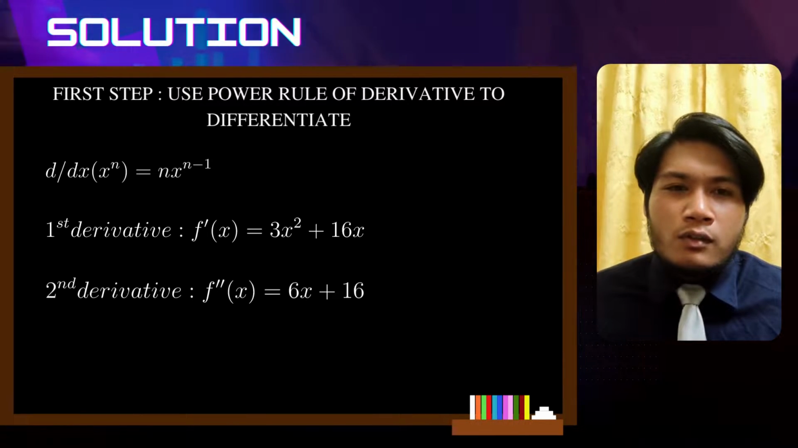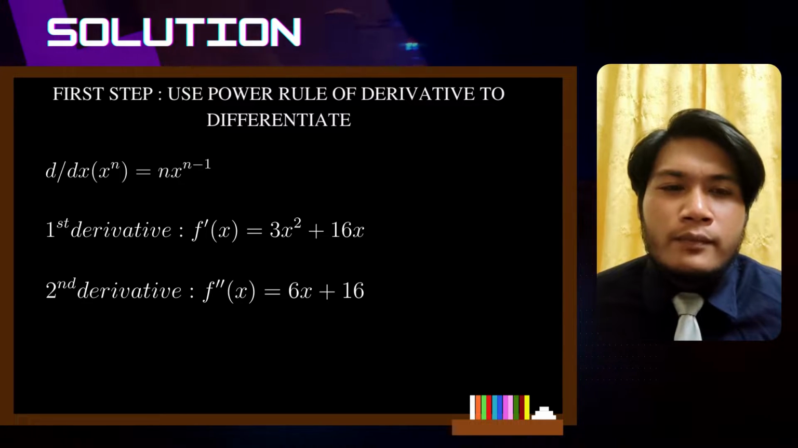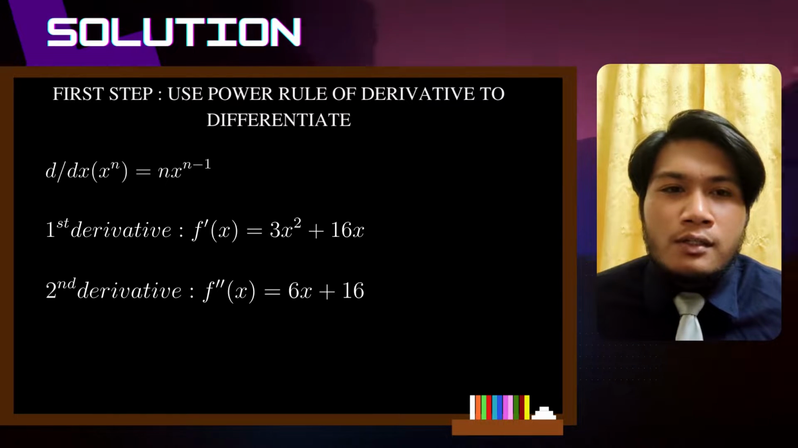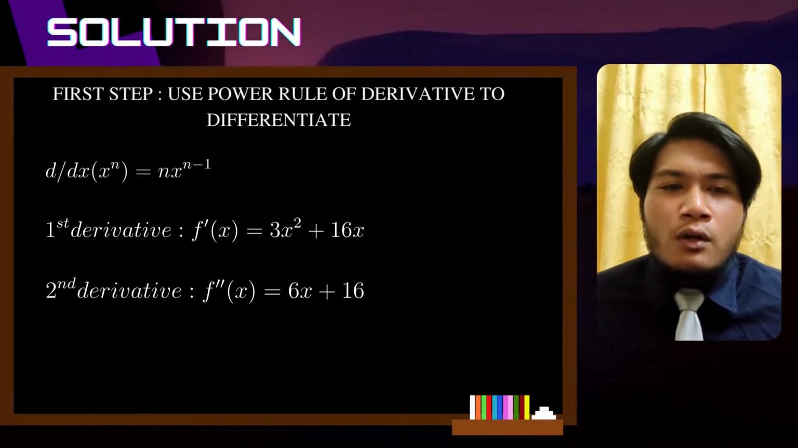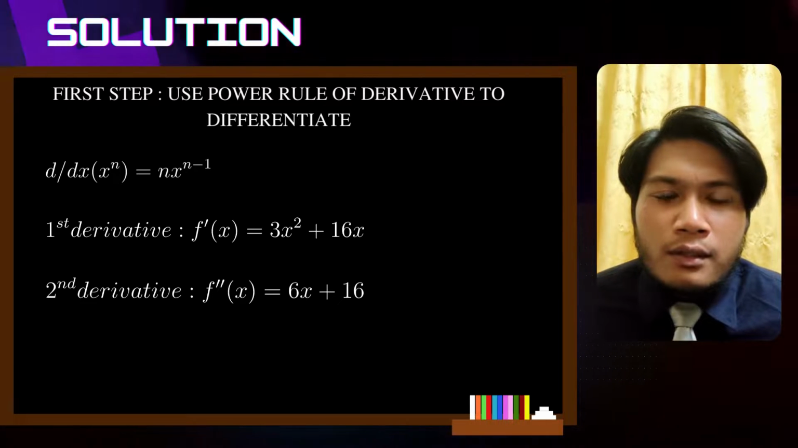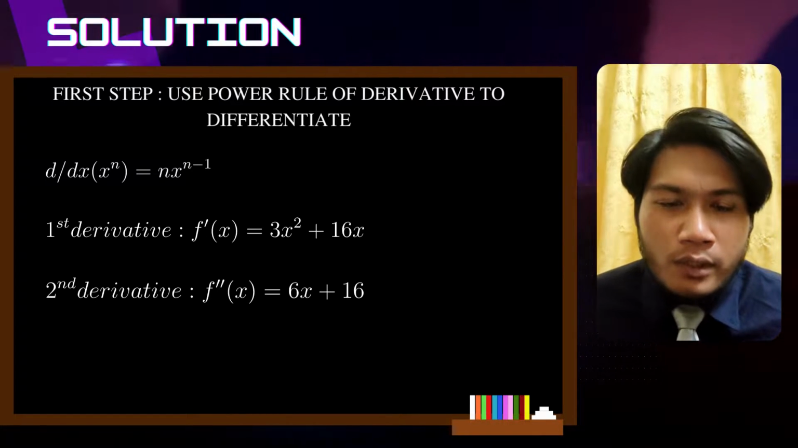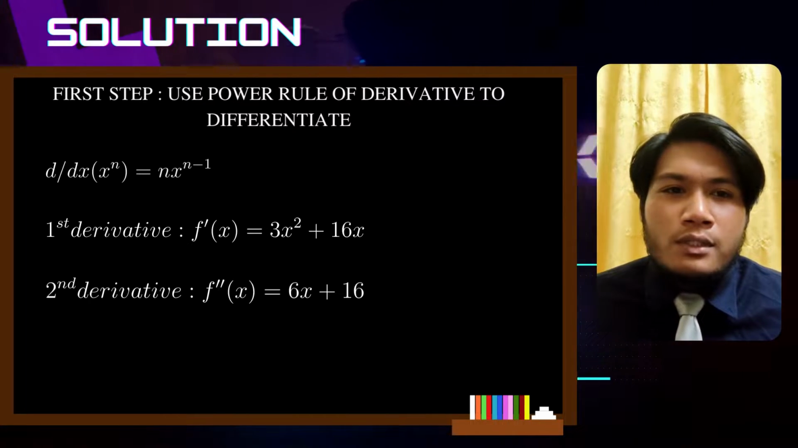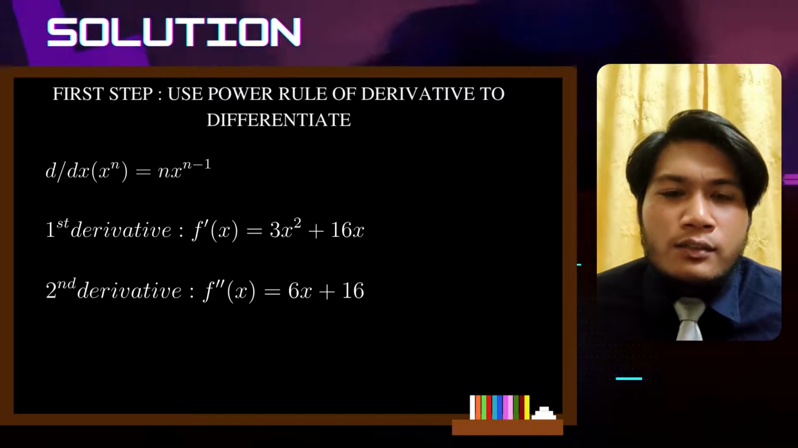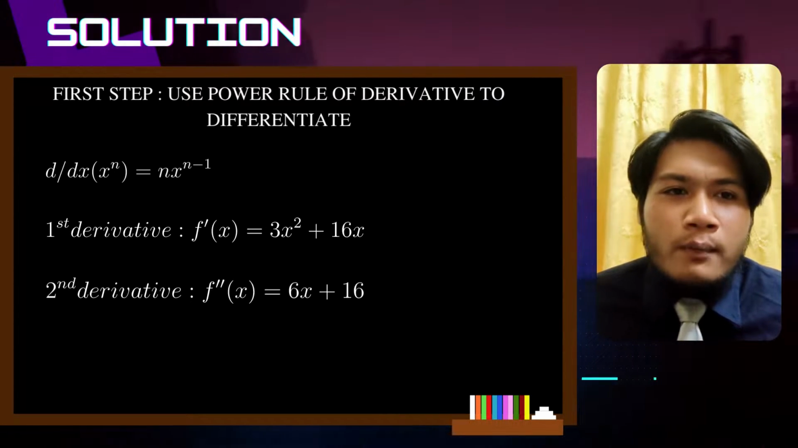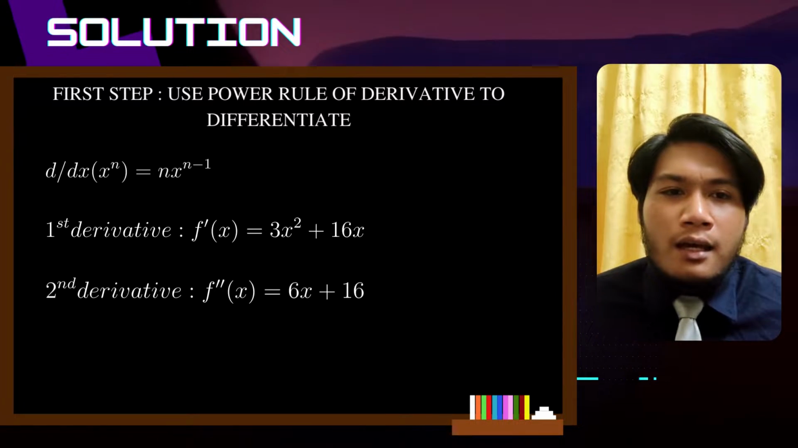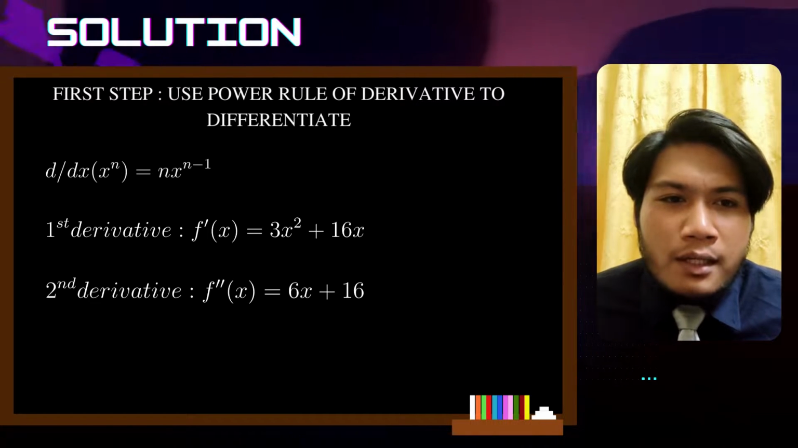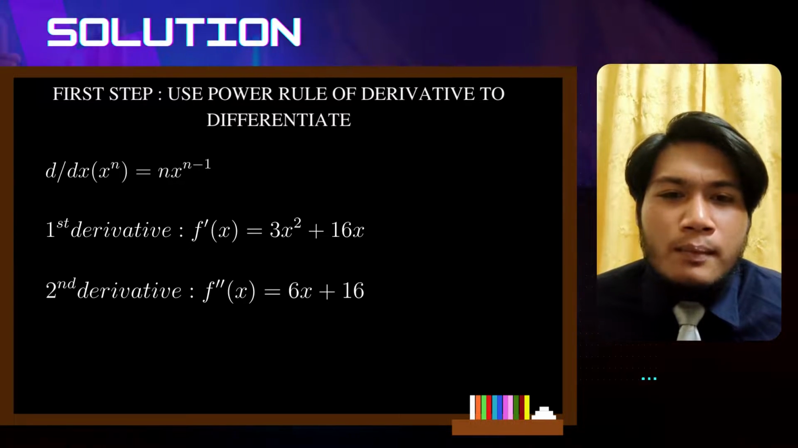In order to solve the question, we must follow the 3 steps. The first step is to use the power rule of derivatives to differentiate. How to use the power rule? We multiply the value of x by the value of the exponent and subtract 1 from the exponent. So we found the first derivative, f prime x is 3x squared plus 16x, and our second derivative, f double prime x, is equal to 6x plus 16.